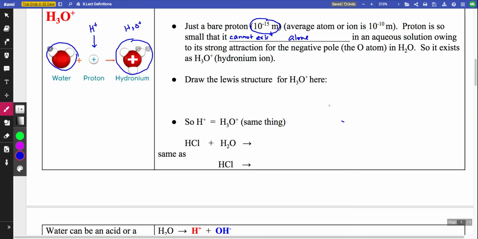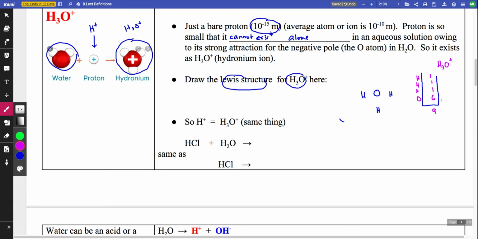Please pause the video as you write the Lewis structure for H3O+. Remember, first thing you do is draw the skeletal structure, 3 H's, put the valence electrons in the bucket. Go ahead and do that now.